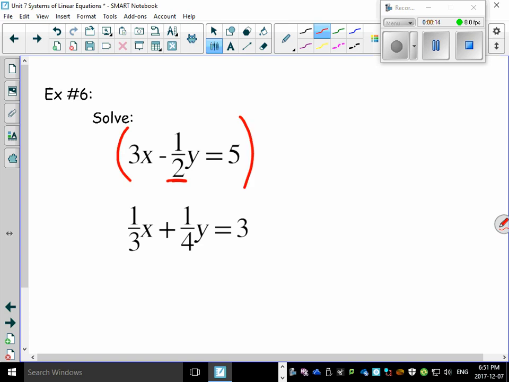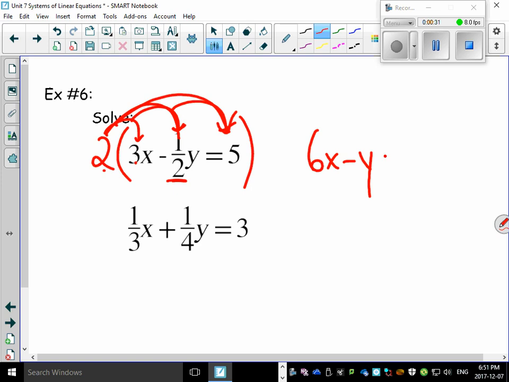Multiply both sides by the common denominator, which is 2, and check this out. Look how beautiful this is. 2 times 3 works out to be 6x. What's half of 2? Yeah, 1. Don't forget the other side too. That equals 10. Look how pretty that becomes, even though you've eliminated the fraction.